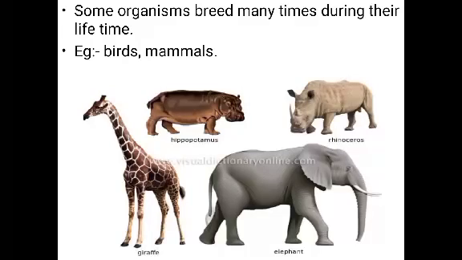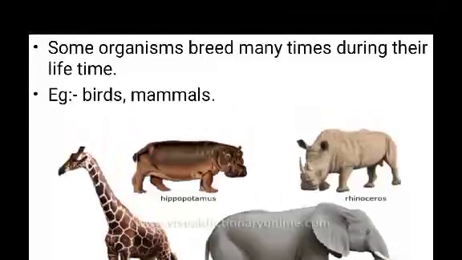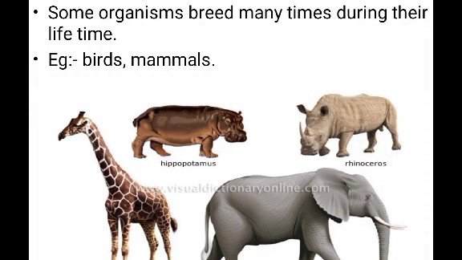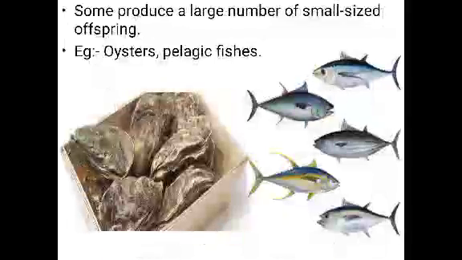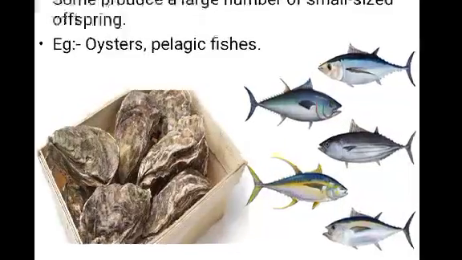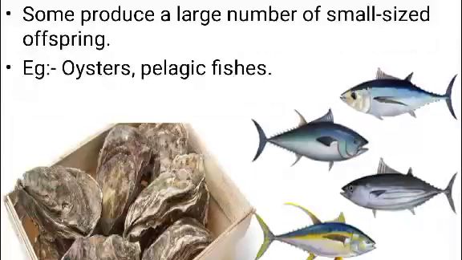Okay, then some organisms breed many times during their lifetime. For example, birds and mammals, they breed many times during their lifetime. Then some other organisms will be producing a large number of small sized offspring. They will produce a large number of offspring, but they are very small in size. For example, you can see the oysters and pelagic fishes.